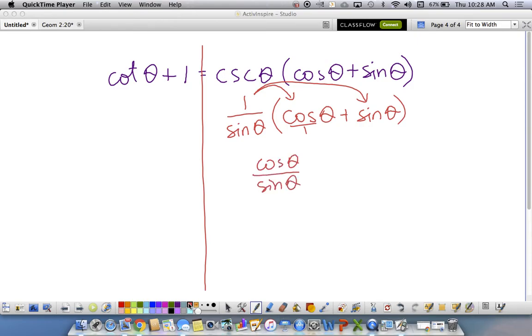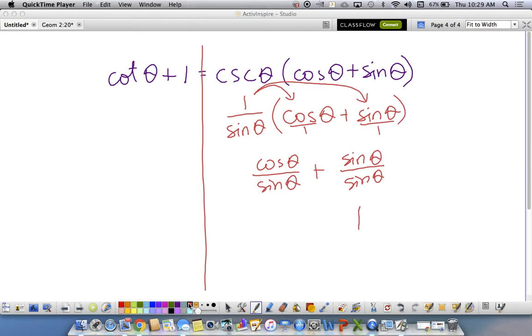Over sine. Okay? Plus, what's my next one? What's 1 times sine? Sine over theta. I want to see this. The steps are important. And then sine theta times 1 is sine theta. So 1. Look, what's sine theta over sine theta? Oh, it's all 1.